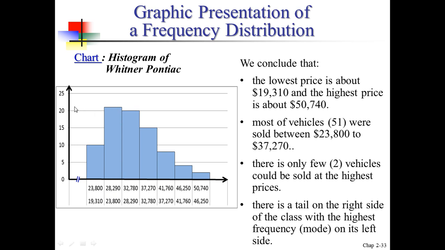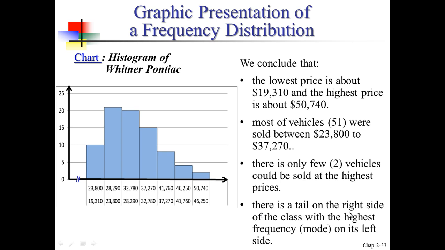The second class is 21, 20, something like 15, 8, 4, or 2. Based on this, I can say this is the range or coverage, and most vehicles sold are from this one, not including this one. Only a few vehicles sold at the highest price. This one is the more expensive price.